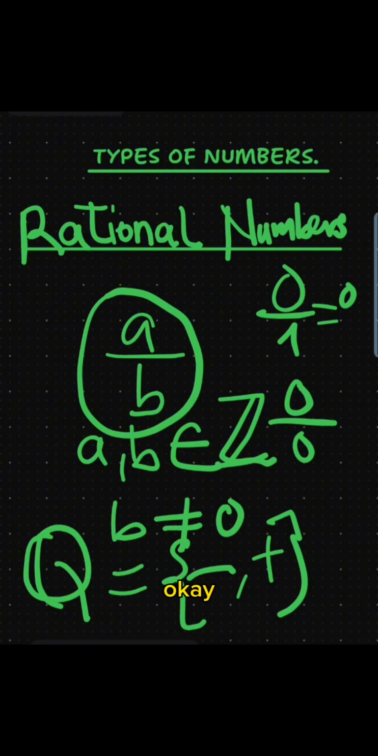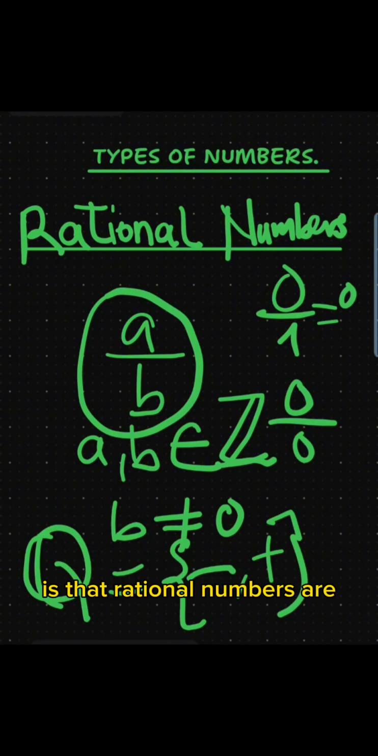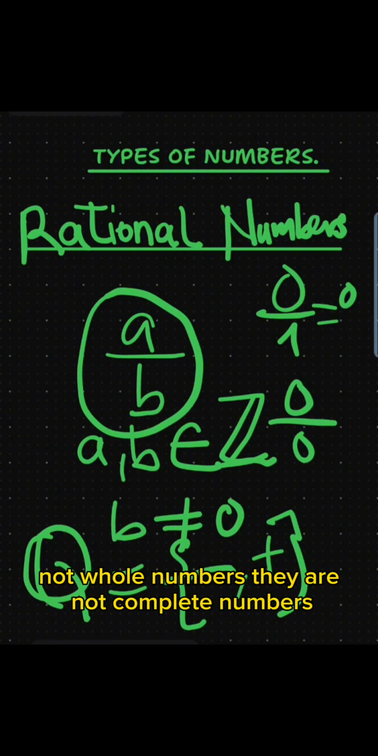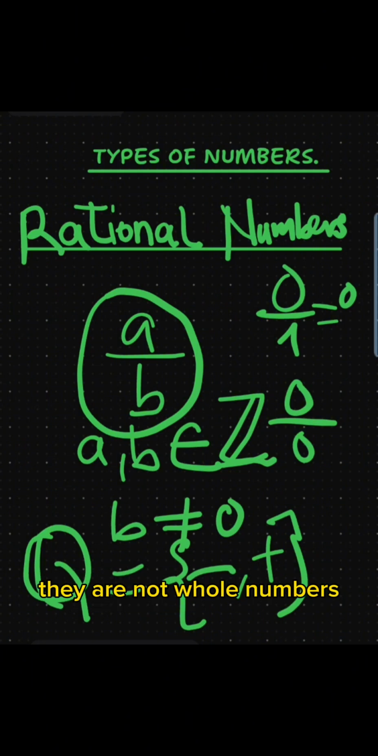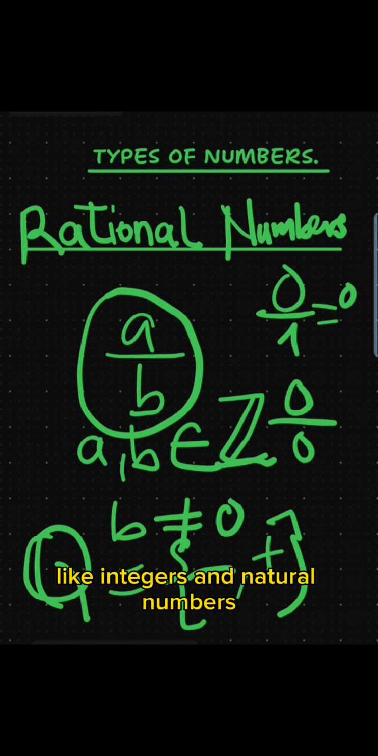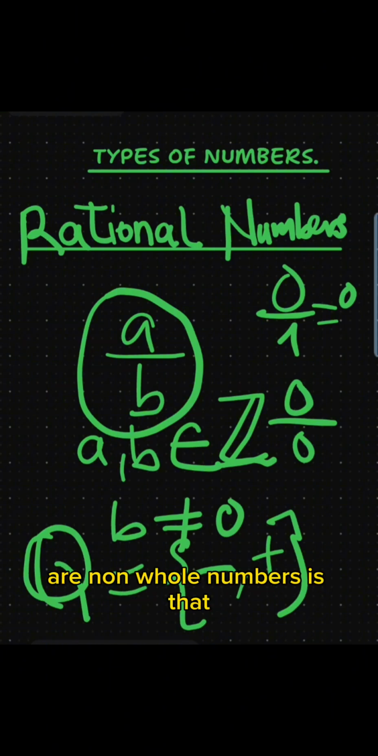Is that okay? The only thing you must note about rational numbers is that they are not whole numbers. They are not complete numbers. They are like fractions. They are incomplete numbers, not whole numbers like integers and natural numbers, which are whole numbers. Rational numbers, on the other hand, are non-whole numbers. Is that okay? Beautiful. All right.